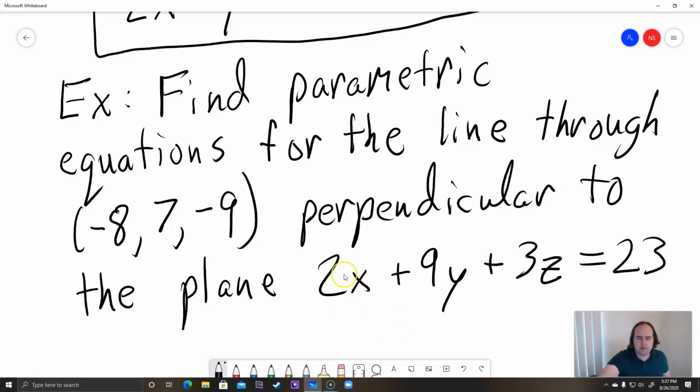So now at first you might be a little confused about how to do this, but if you think about it, to find parametric equations for the line, we really just need a vector that the line is parallel to, and then a point. Well, this right here is our point, so they gave us a point, so we can go ahead and label that as our x naught, y naught, and z naught. Okay?